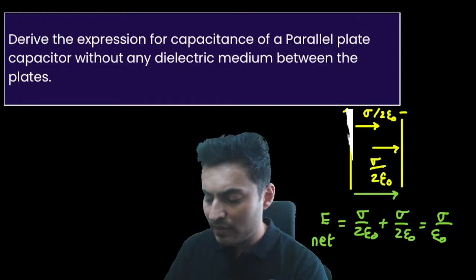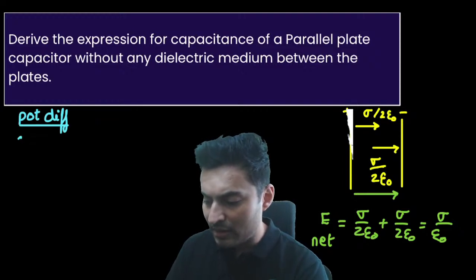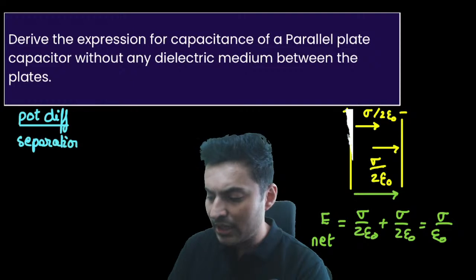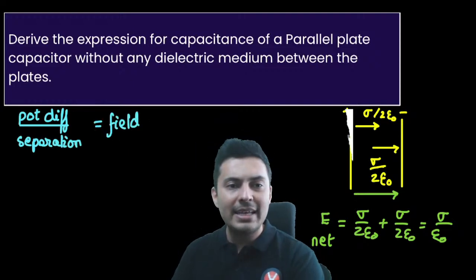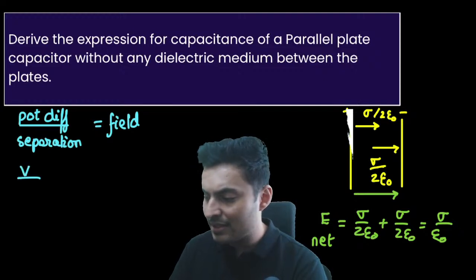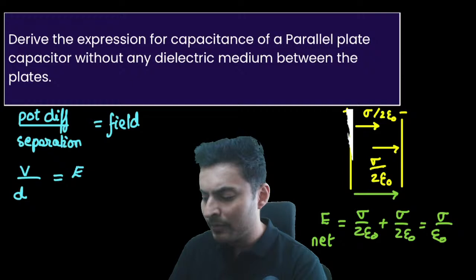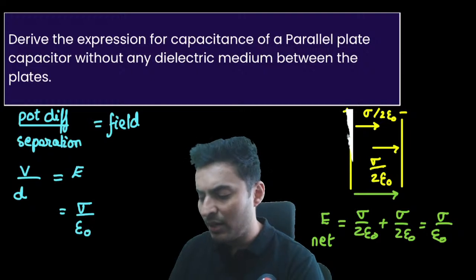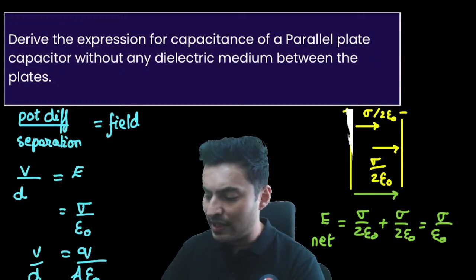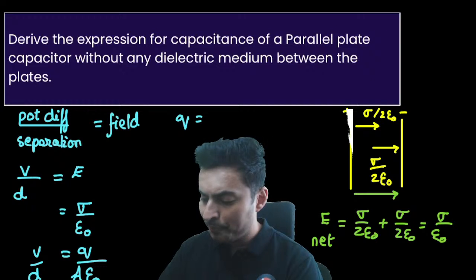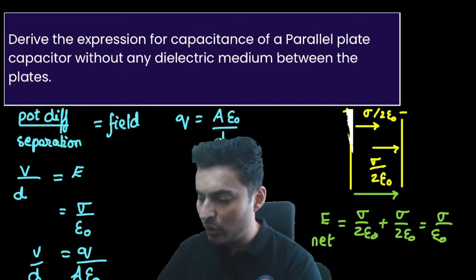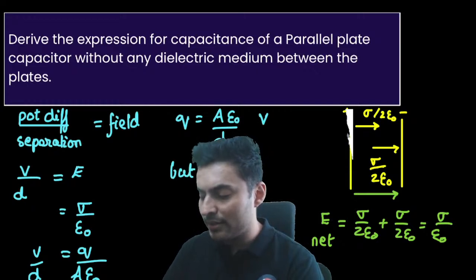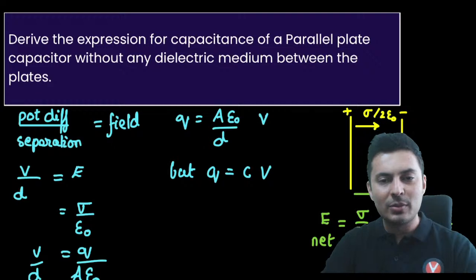And potential difference per separation, or per unit length, is basically the field. This is dV by dr is field. So potential difference is V, separation between the plates is D, so V by D is equal to the field. So field is nothing but sigma by epsilon naught, and sigma is charge by area. So that is what it will be. Now move this around. So Q will be equal to A epsilon naught by D into V. But we know that Q is equal to C into V.